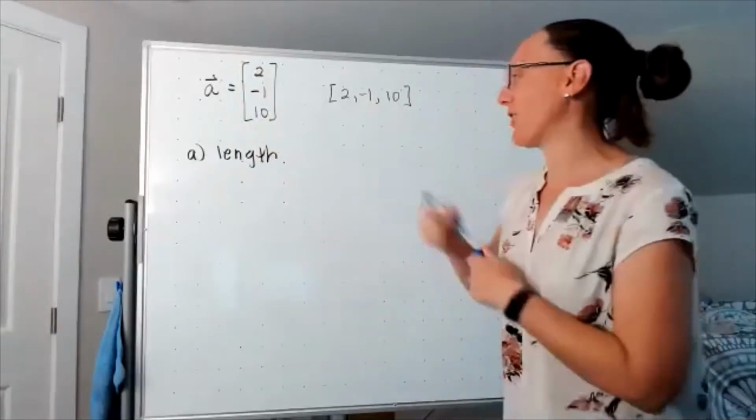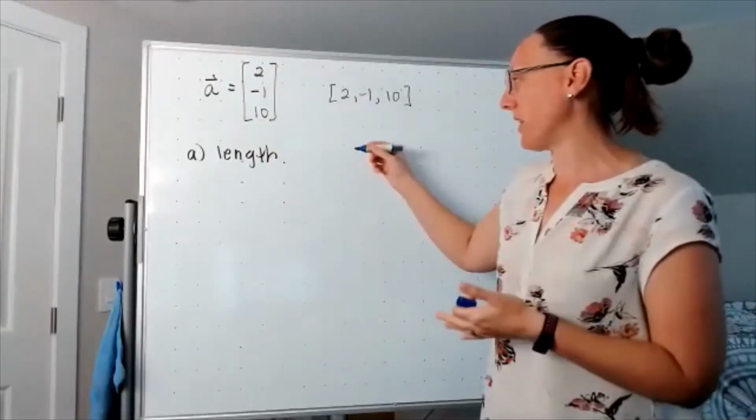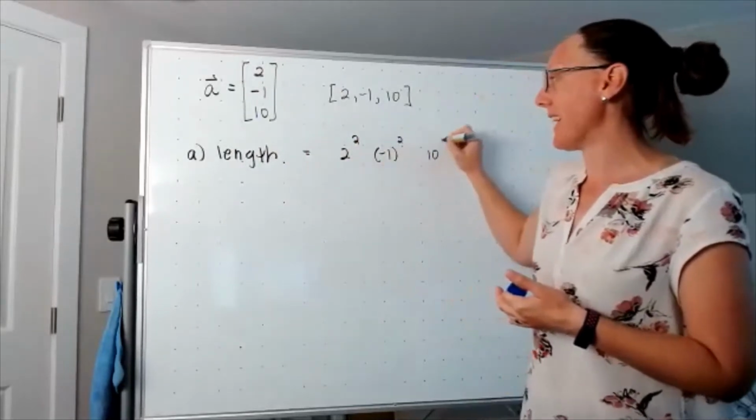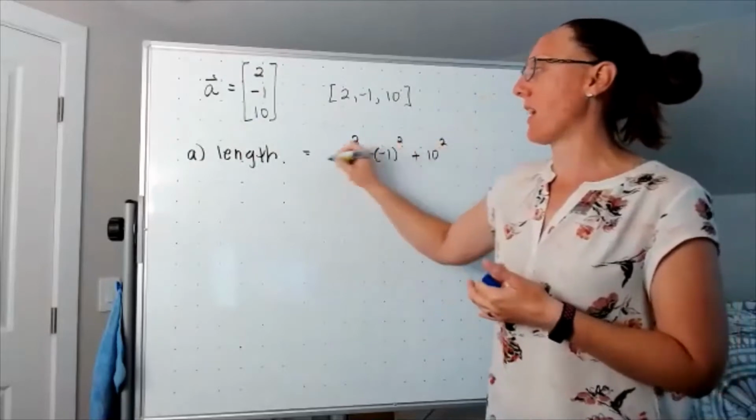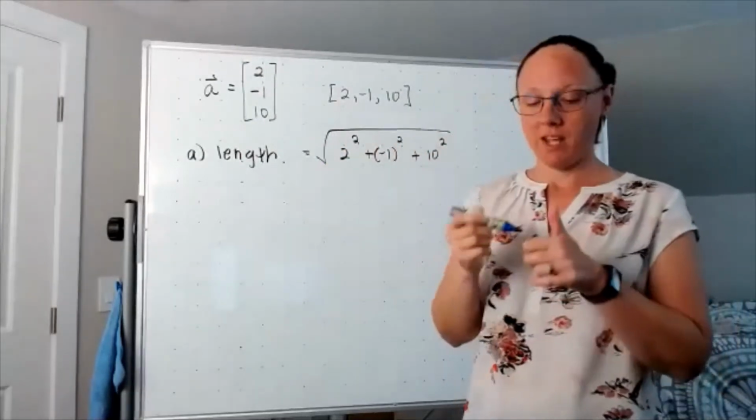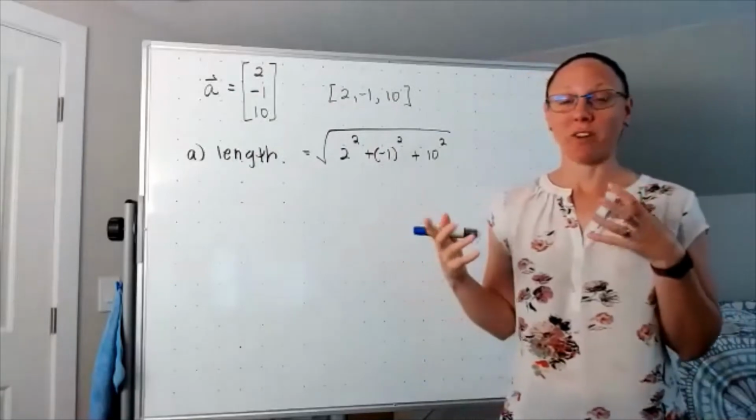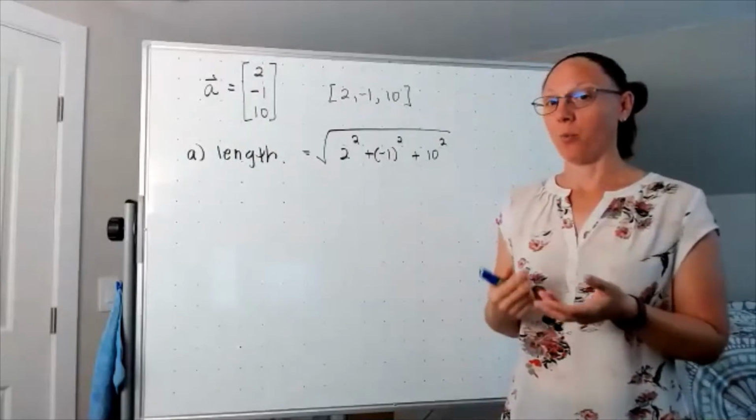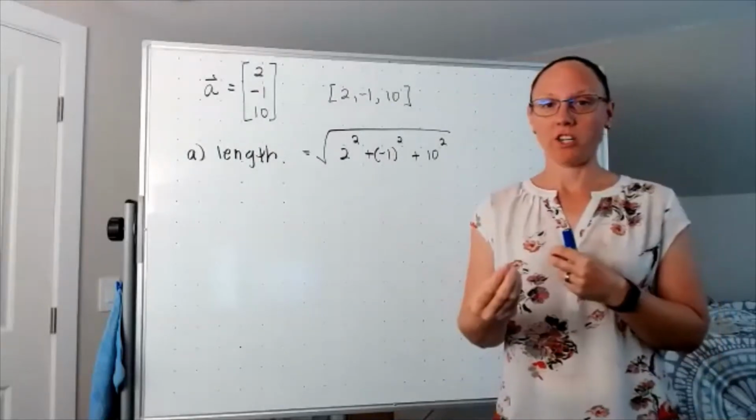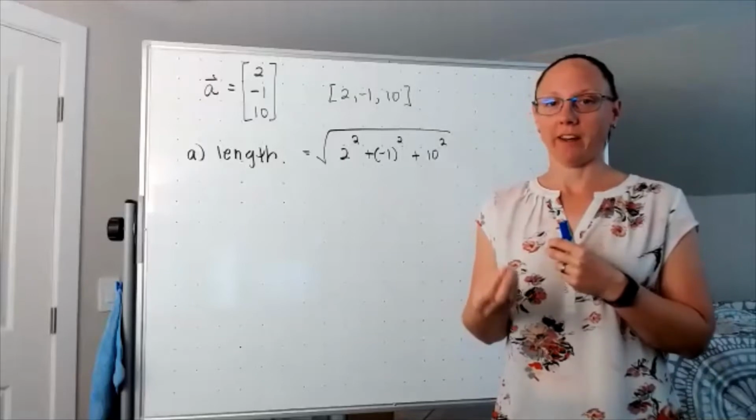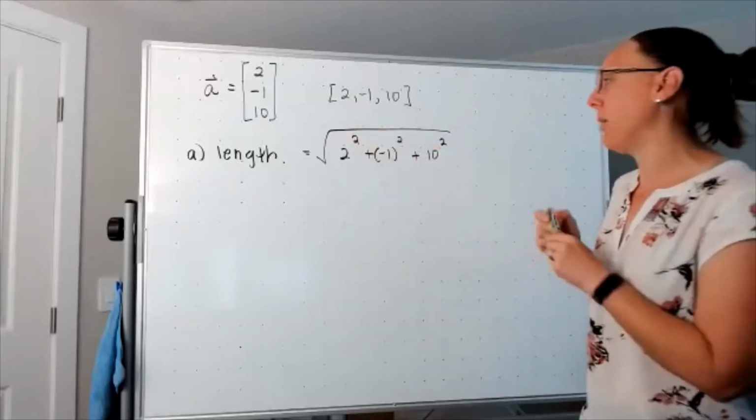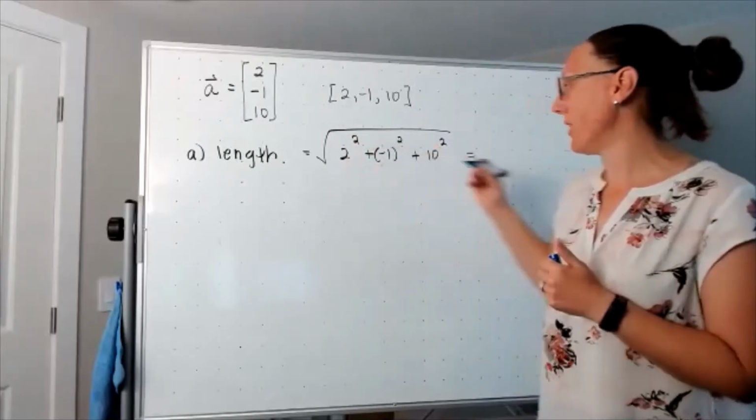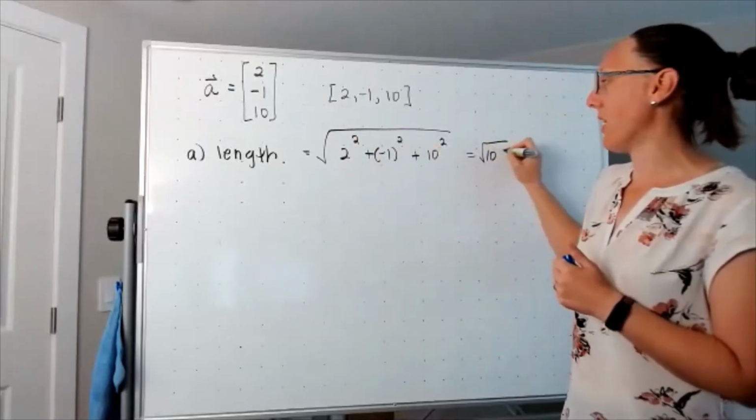To find the length of this vector, I'm taking each of the components and squaring them. So that'd be 2 squared, -1 squared, 10 squared. I'm adding those terms together and taking the square root. This is essentially us doing the Pythagorean theorem in 3 dimensions, thinking about the distance from the origin to the coordinate 2, -1, 10. If I clean that up, that's 100 plus 1 plus 4, so the square root of 105.